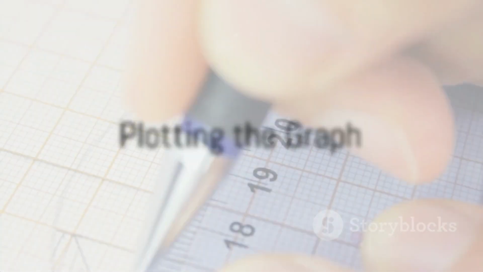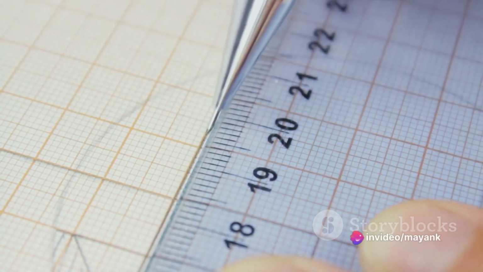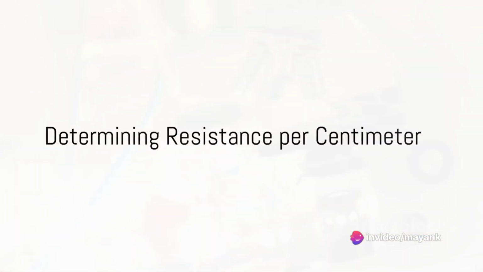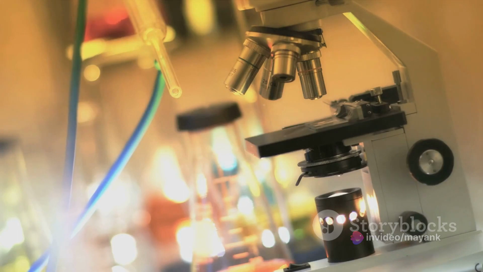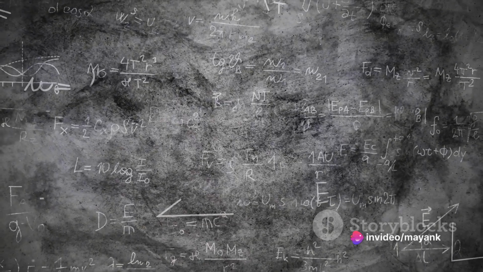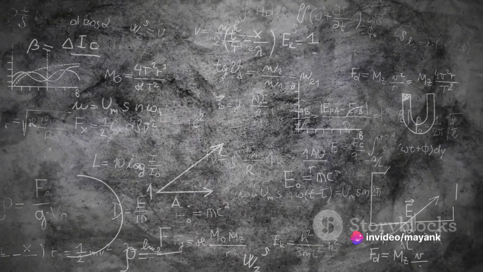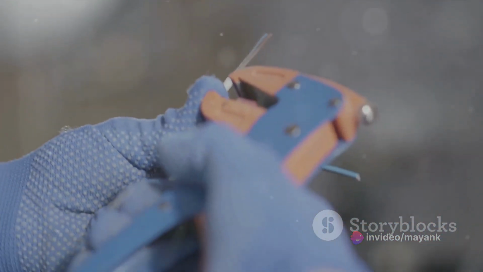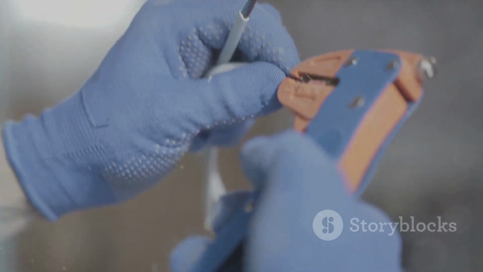Next, grab a piece of graph paper and plot a graph with potential difference on the y-axis and current on the x-axis. Here's where it gets interesting. The resistance per unit length of the wire, in this case, per centimeter, is determined by the slope of this graph. You see, according to Ohm's law, resistance equals voltage divided by current. Hence, the slope of this graph is essentially the reciprocal of resistance per centimeter.